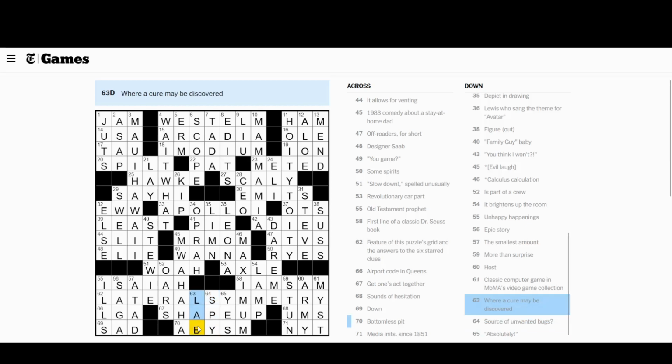LAH wouldn't make a lot of sense as a place where a cure might be discovered, but I don't think I'd even looked at these other clues. I was like, maybe it's chasm. And I was like, okay, let's put that in and see what happens. It was a long shot anyway.